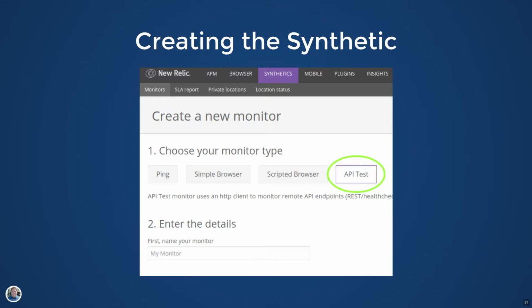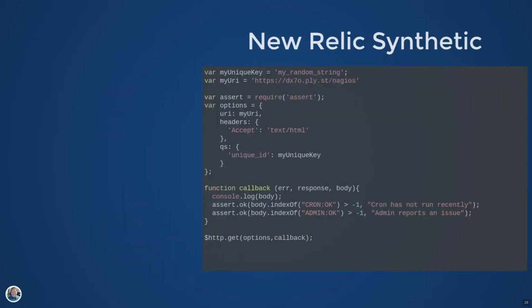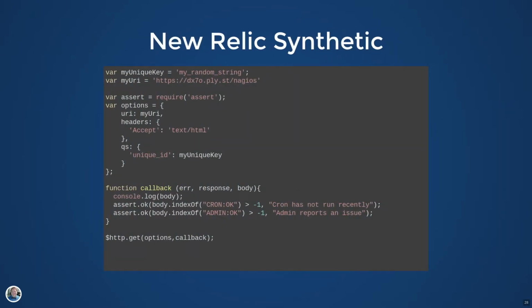On New Relic, we're going to go to your Synthetics tab and select API test. There are plenty, like I said, there's simple browser, scripted browser. You can get as fancy as you want. For this particular purpose, we're going to use API test because it will allow us to grab the result pretty quickly. If you go to the slides, you can copy and paste this.